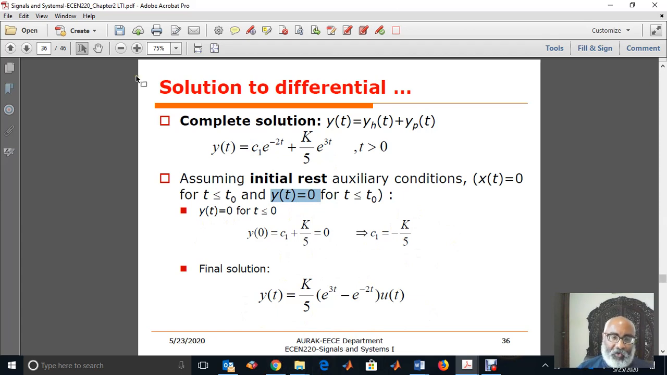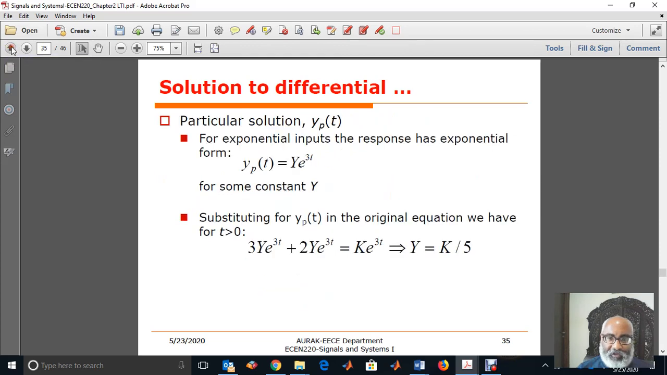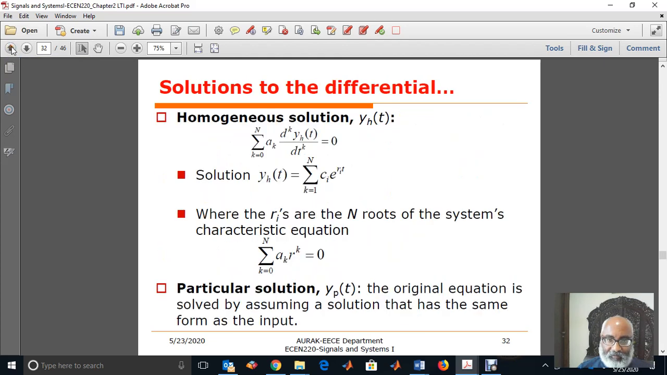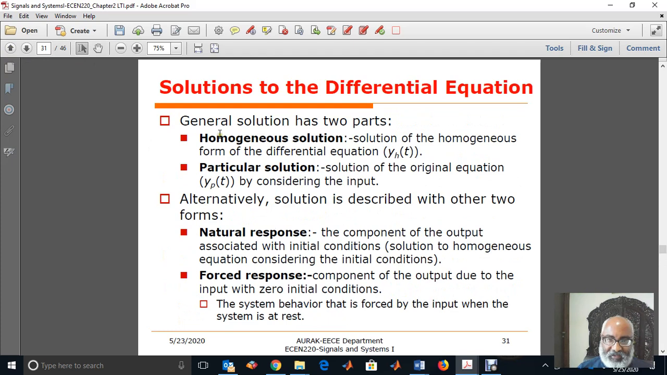Okay. So how do we solve this? To summarize, we solve it using the first alternative. Remember, the first alternative is to find the homogeneous solution, find the particular solution, and add the two, homogeneous solution plus particular solution, to get the complete solution, and solve for the constants using the initial condition. That is the first way.